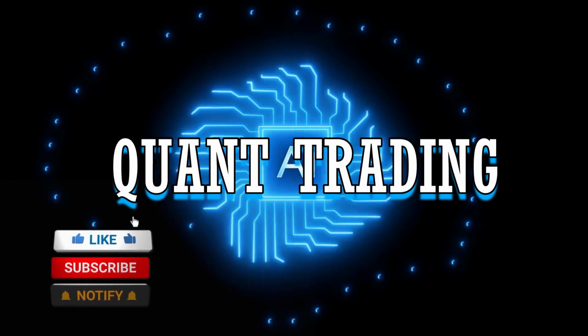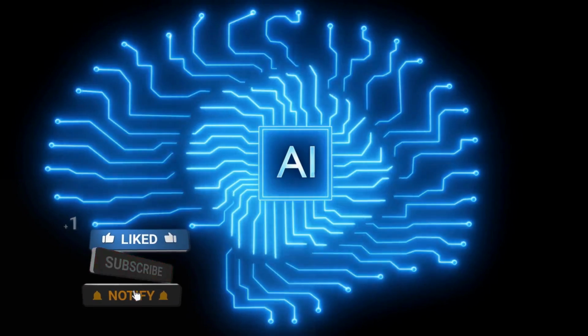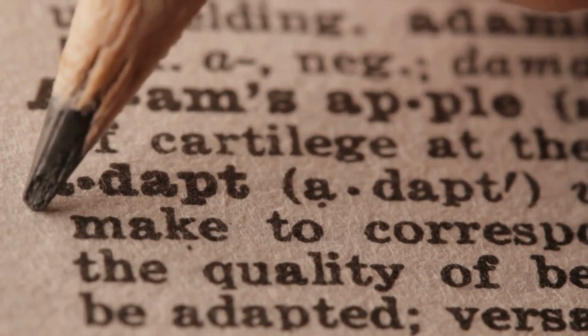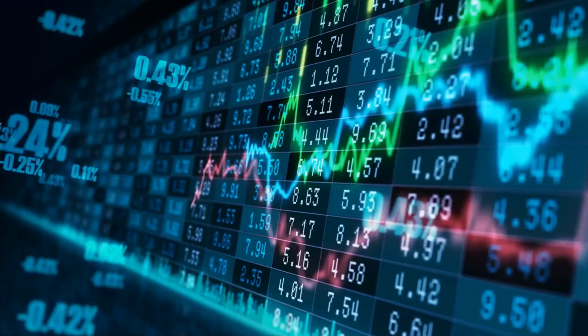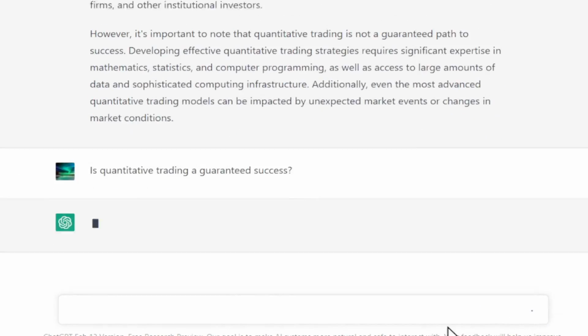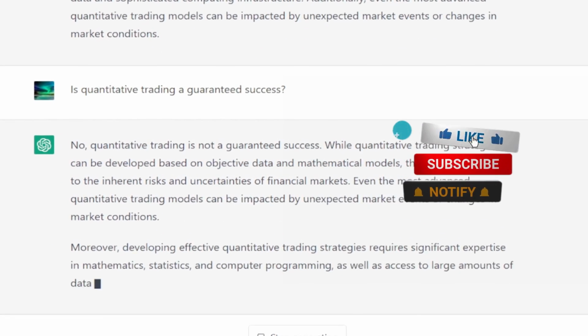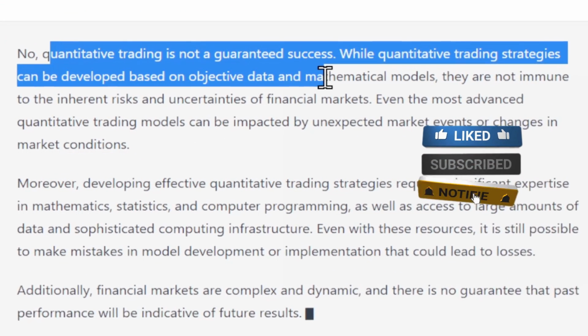Quantitative trading, or quant trading, is the usage of mathematics or AI to make investment decisions. Mainly the usage of adaptive algorithms. They use large amounts of data to generate trading signals. Then, I asked ChatGPT about the success rate of quant trading. It said that quant is still not a guaranteed path to success.